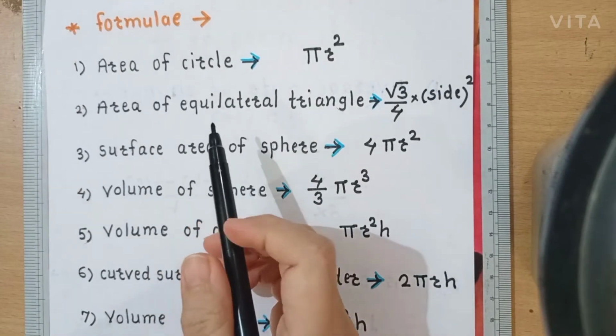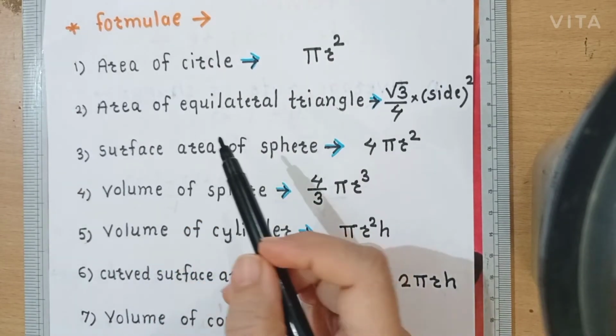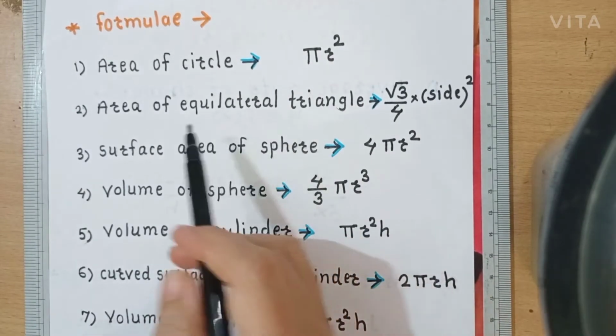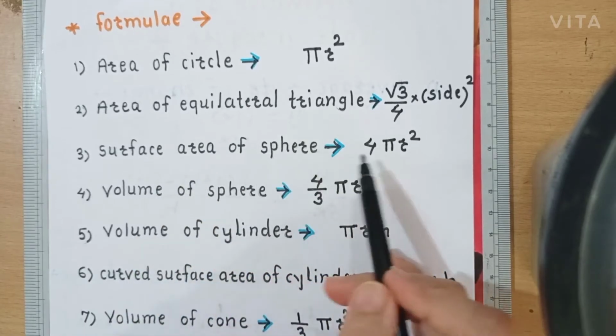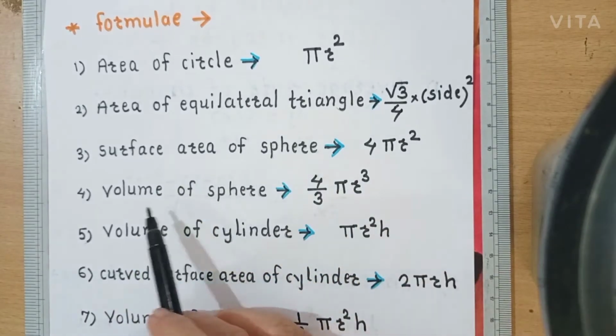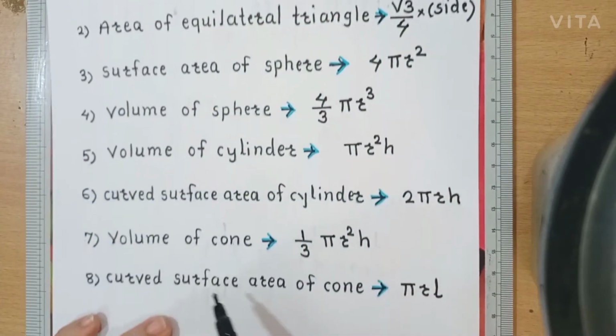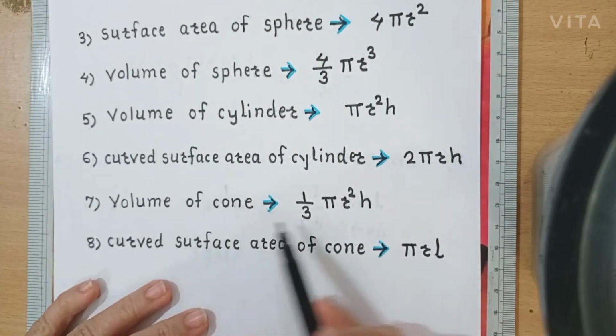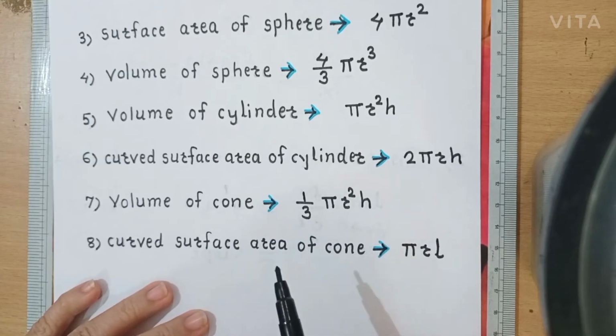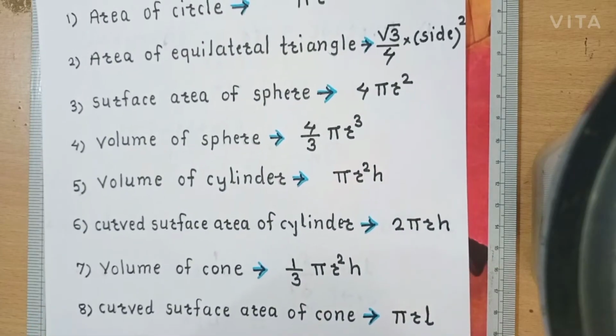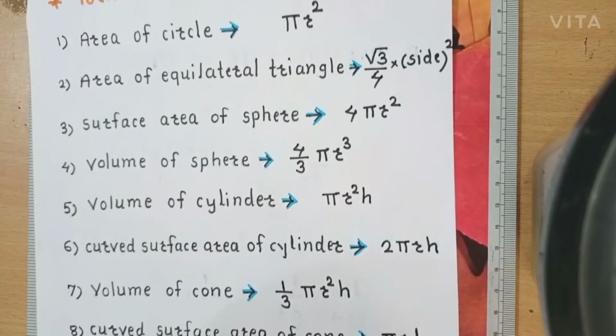While solving exercises, you have to revise these formulas, which are: surface area of sphere 4 pi r square, volume of sphere 4 by 3 pi r cube, then maybe volume of cone 1 upon 3 pi r square h. So first write down and then learn all these formulae.